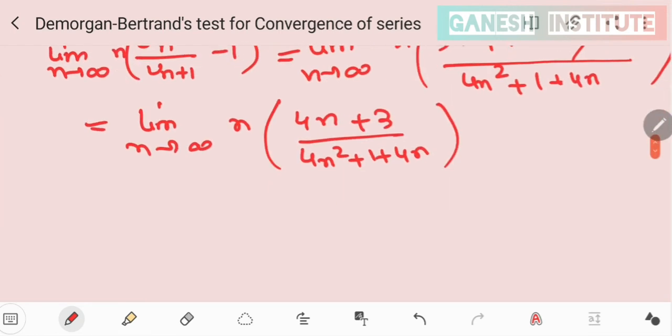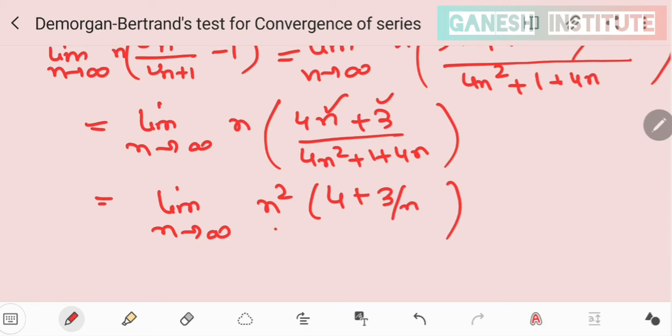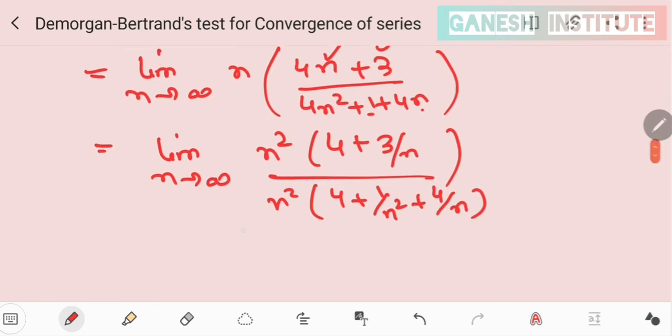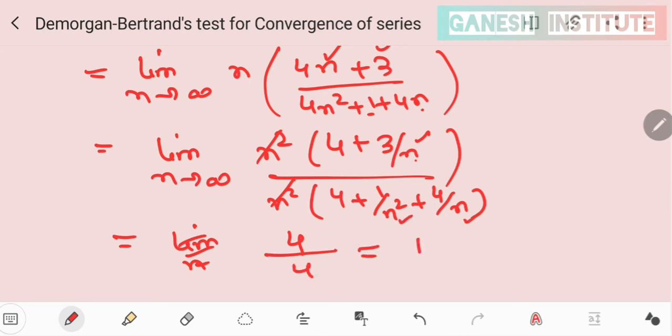Now again solve the value for n. So if you take n as common, then it will become 4, and here 3 by n. In the denominator, if you take n square common, then it will become 4, plus this bit will be 1 by n square, this will become 4 by n, right? N square got cancelled with n square. So directly put the value. If you keep n as infinity, then 3 by n is 0, so only 4 is left, and here it is 0, only 4, that means 1.